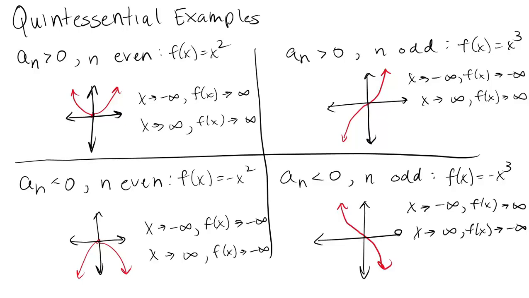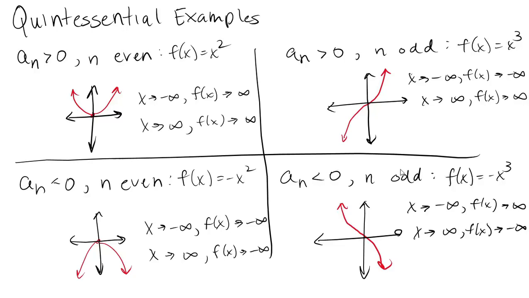If a sub n is positive and n is odd, I think of x cubed, which is that one that snakes vertically through the origin. We know the left end points down, so as x goes to negative infinity, f of x goes to negative infinity. And we know that the right end points up. As x goes to infinity, f of x goes to infinity. By thinking of that one example, I know the rule for all functions that fit these two conditions.